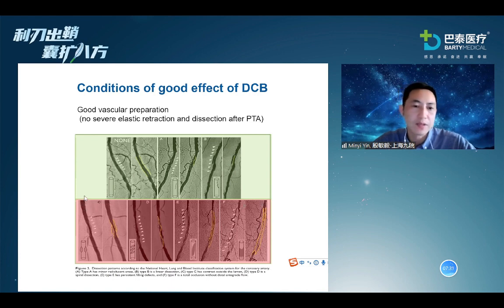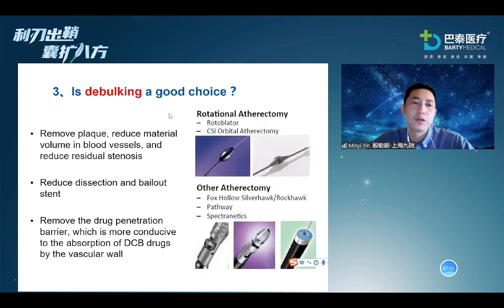So just now, the professor introduced how we enter into the true lumen and do the crossing. Actually, after the dilation, how do we ensure better results? We know that we have a high pressure balloon, cutting balloon, and also the positive wave balloon. However, we don't talk about it now. We just emphasize that vessel preparation is very important in order to ensure very good DCB results. Next one, debulking.